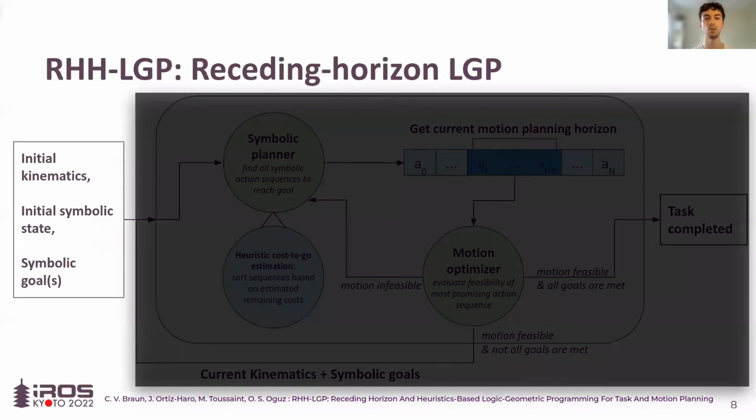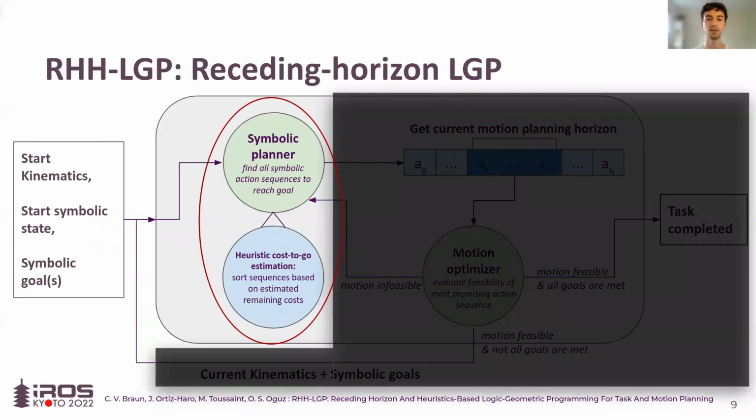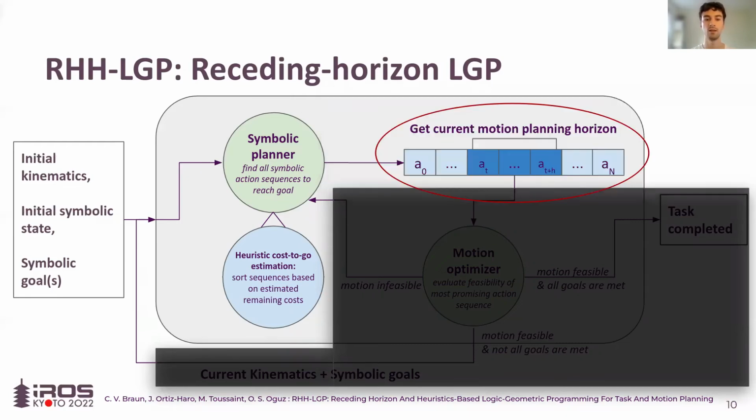We start planning with some initial kinematic state of the environment and a set of symbolic goals. The first step in each planning iteration now is to find symbolic solutions to the whole task given the current state. In this step, we continuously estimate the heuristic costs and prune geometrically infeasible solutions from the search tree during symbolic planning. Given a symbolic solution for the entire planning problem, we select the next H actions from the solution action sequence according to our planning horizon H.